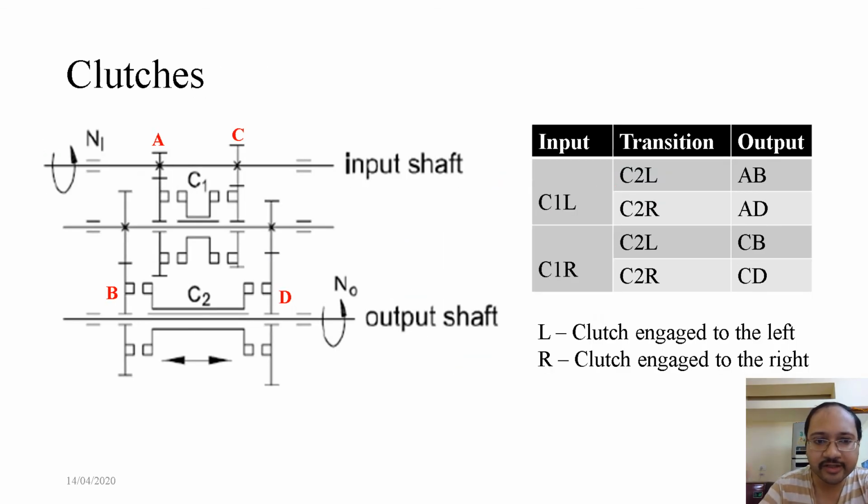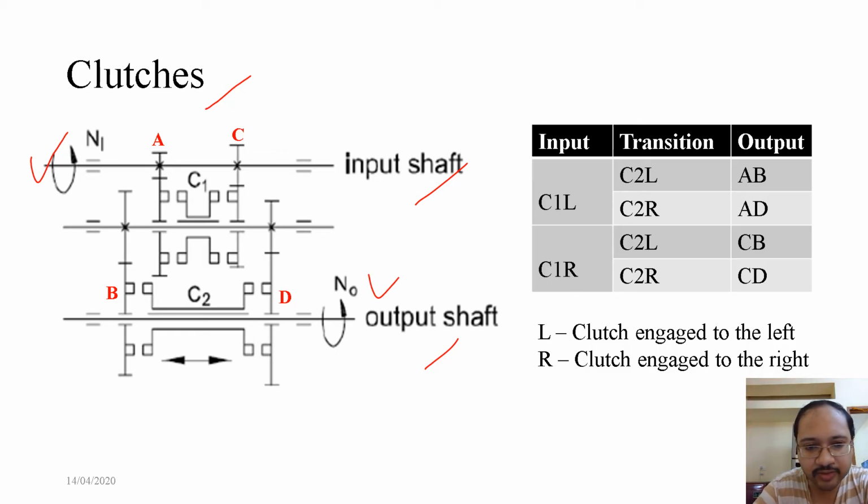Now, an alternative arrangement to the cluster gear is the clutches. So again, let us look into the figure. This is the input shaft with the same rotation Ni. This is the output shaft with the rotation No. And there are two sets of clutches, C1 and C2.